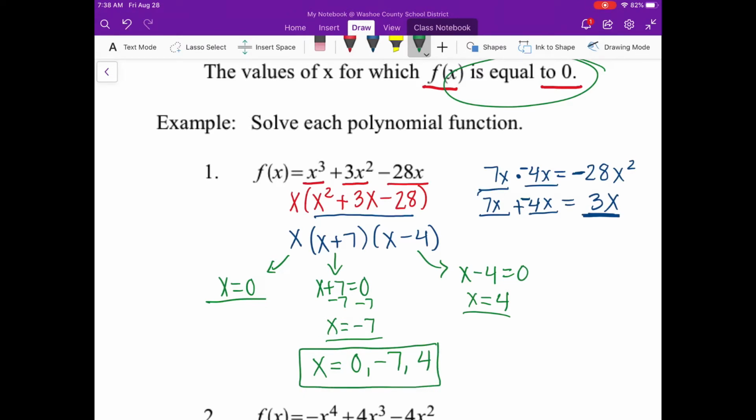Okay? So how can I check that I did this correctly? My polynomial, the highest degree is 3. Therefore, I should have 3 answers at the end here. Okay, that's how you can check if you did that correctly.